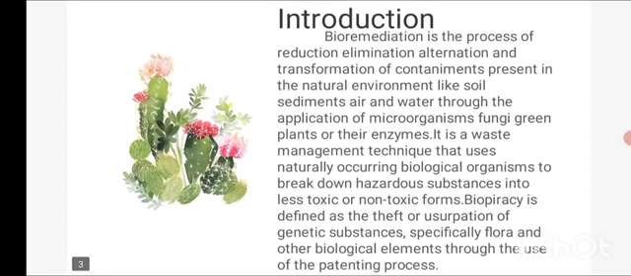Introduction. Bioremediation is a process. It is the elimination, alteration, and transformation of contaminants present in natural environments like soil, air, and water through the application of microorganisms, fungi, green plants, or enzymes. It is a waste management technique that uses naturally occurring biological organisms to break down hazardous substances into toxic or non-toxic forms.